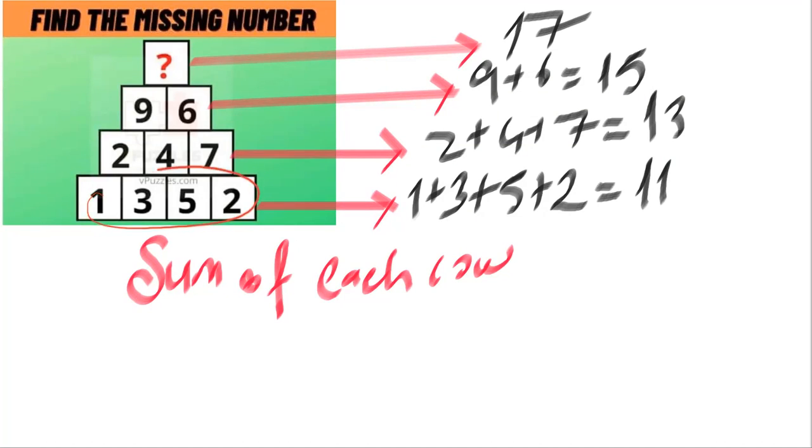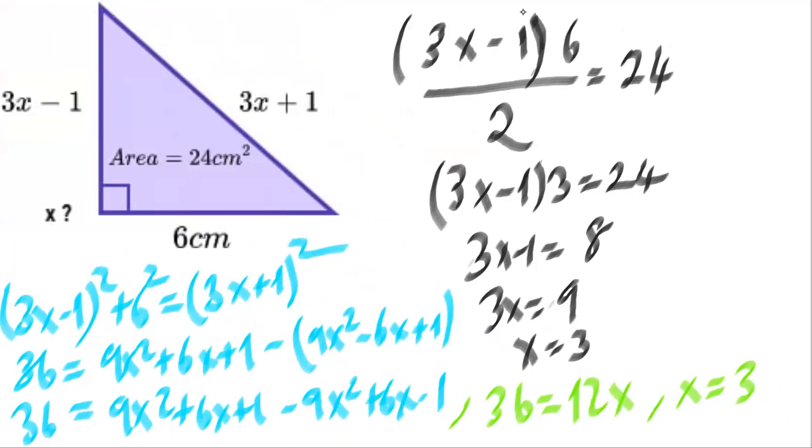So when we add the sum of these numbers, we see that it is 11, and when you add the second row, 13, third row, 15, so we see that they are consecutive odd numbers, so it means the top should be 17. Otherwise, finding a relation between the numbers is very hard. I tried a lot, but I couldn't find the proper relation.